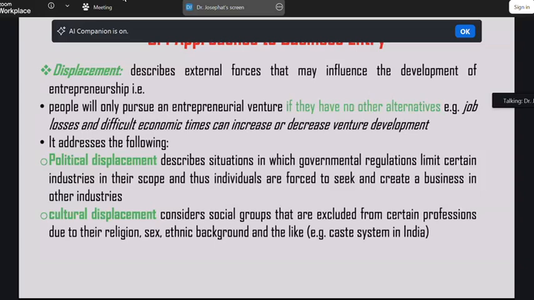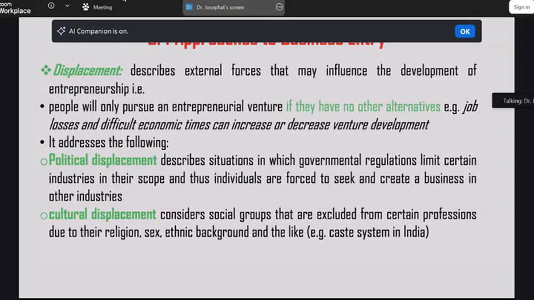Kwa mtu inawezekana ana mawazo fulani, wazo zuri sana na kiujasiriamali, lakini akiangalia situations ya government regulations ambazo ni za nchi zina prohibit those kind of business to be conducted within the country premises. Na hiyo sasa inabidi enforce mtu akafikiria wazo lingine kutoka kwenye industry ambayo halikuwa na passion nayo, industry ambayo alikuwa ifikiri kwamba anaweza kufanya kile kitu, lakini anataka kujihusisha na ujasiriamali. Hiyo imekuwa displaced outside of the scopes due to political issues. Lakini kuna cultural displacement.